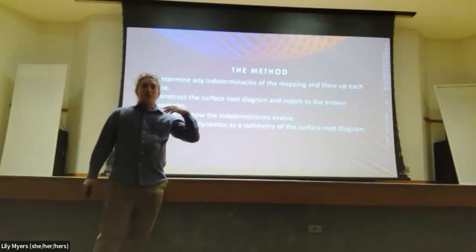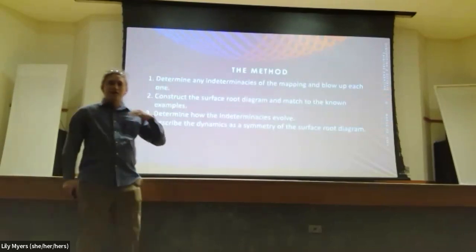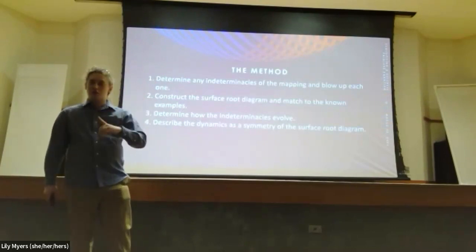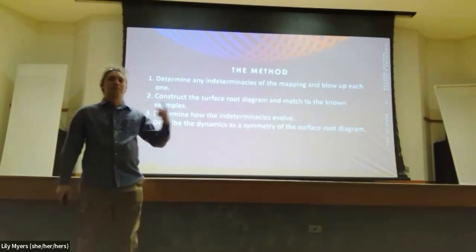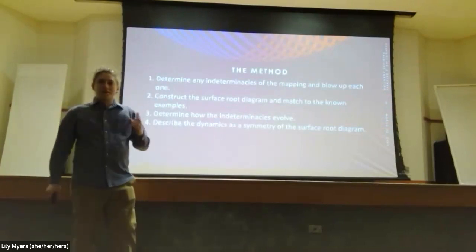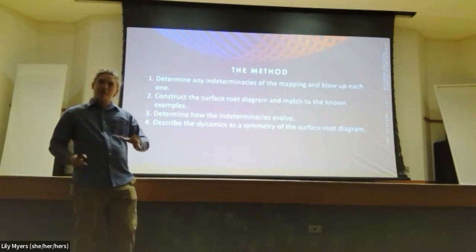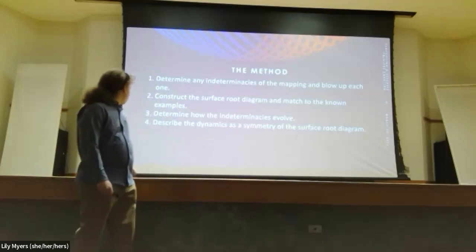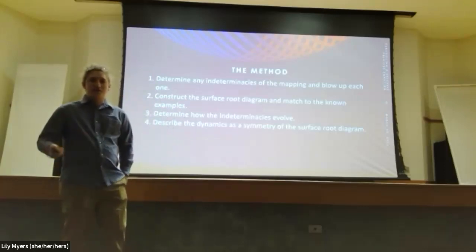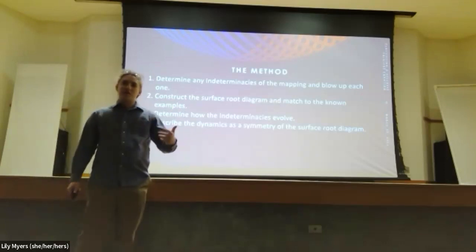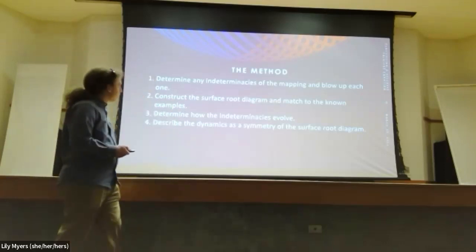So the method that I'll be going through for this presentation has 4 main steps. The first is to locate all of the indeterminacies and do something called the blow-up procedure. We'll talk about that later. The second is to construct what's called the surface root diagram and match it to one of the known surfaces. The third is to determine how the indeterminacies evolve. And the fourth is to describe those dynamics as a symmetry on our diagram.